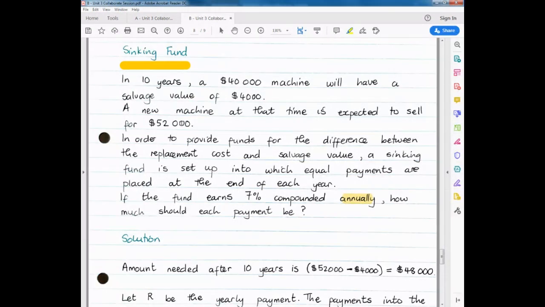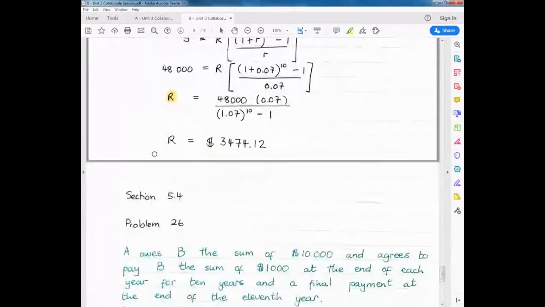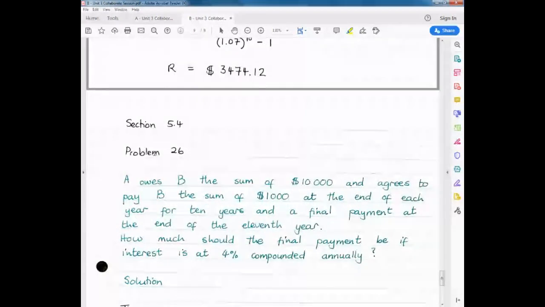Okay, so instead of waiting for the old machine to die and then you start thinking, oh, I need to save for a new machine, you can set up a sinking fund. Okay, so I think that is the second last question in this section. And the last one, I think, let's have a look.